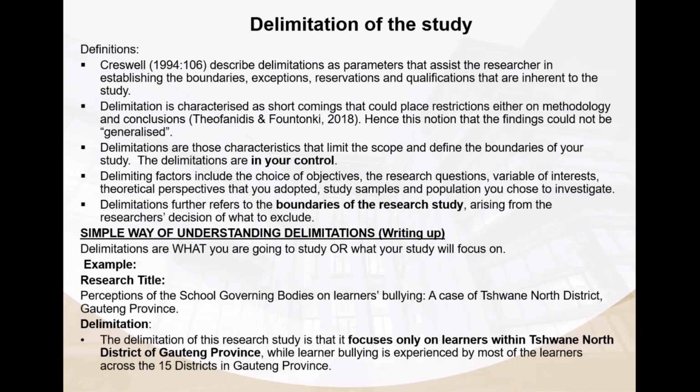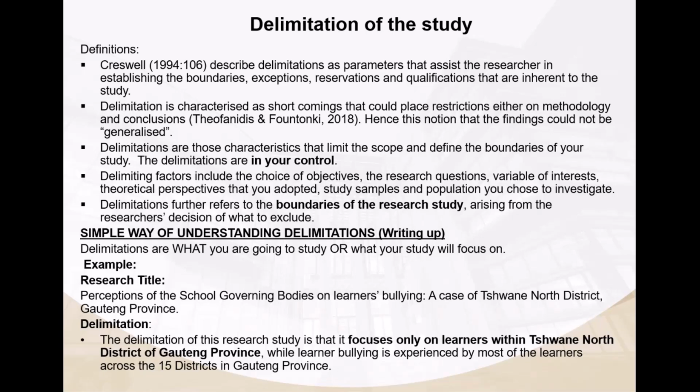But let's understand what the limitations are first. If you look at Creswell, he described the limitations as follows. He says delimitations are parameters that assist the researcher in establishing the boundaries. I think Creswell speaks about the boundaries, and when he talks about limitations, he says those are the exceptions, reservations, and qualifications that are inherent to the study. Limitation is characterized as shortcomings. Those are things on a negative aspect. They are shortcomings that could place restriction either on methodology or conclusion.